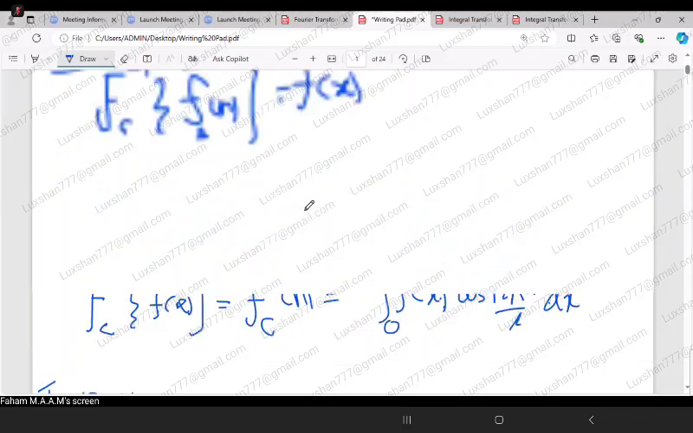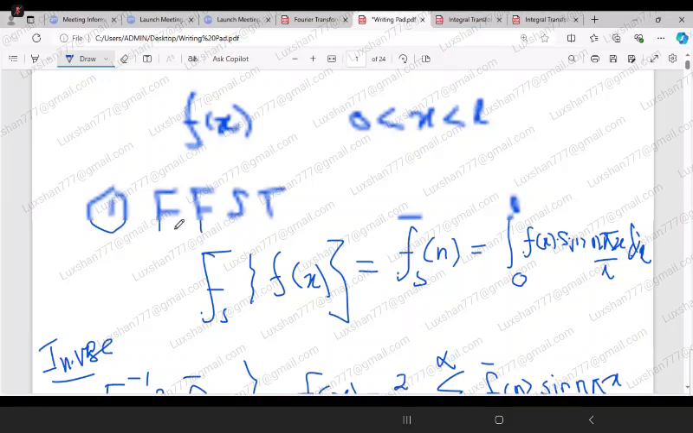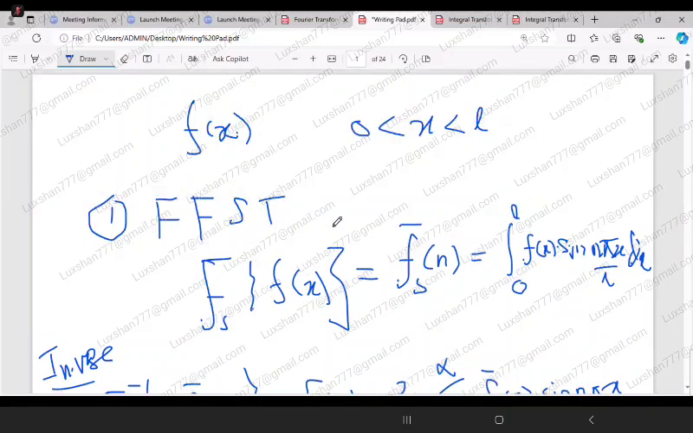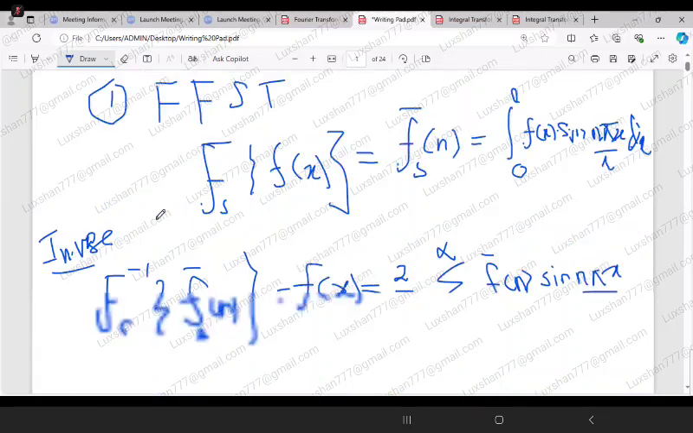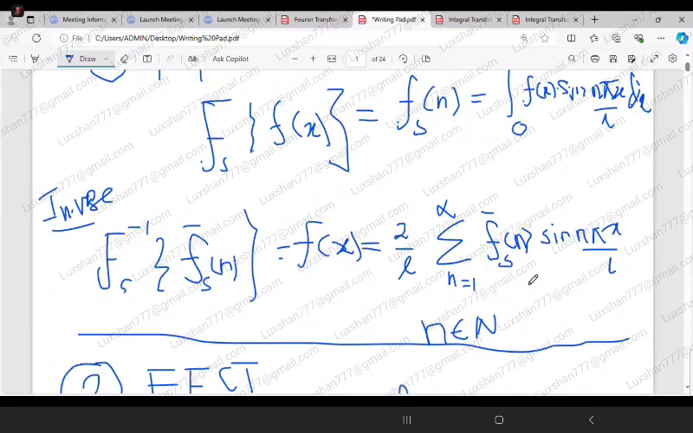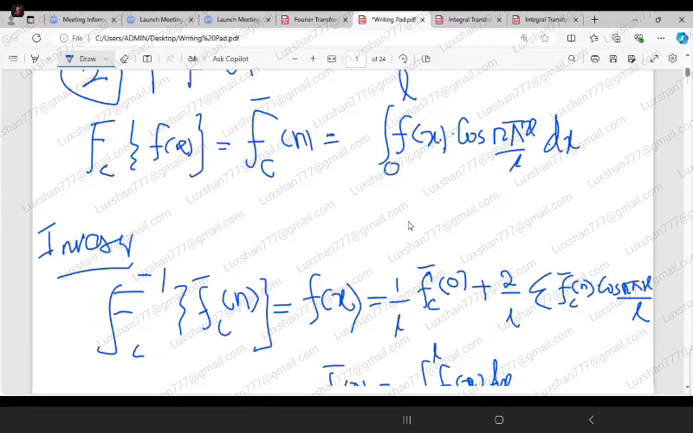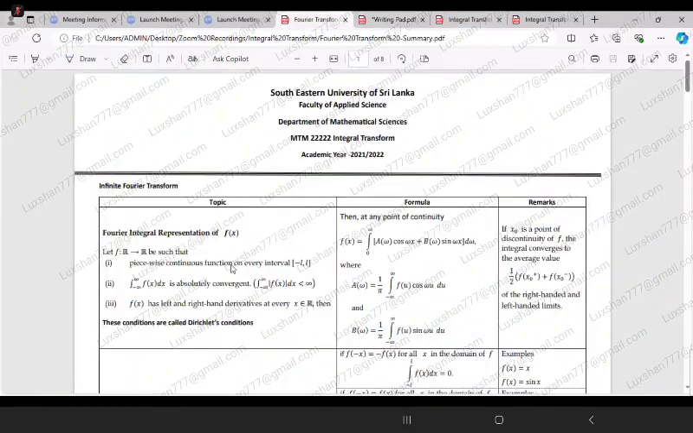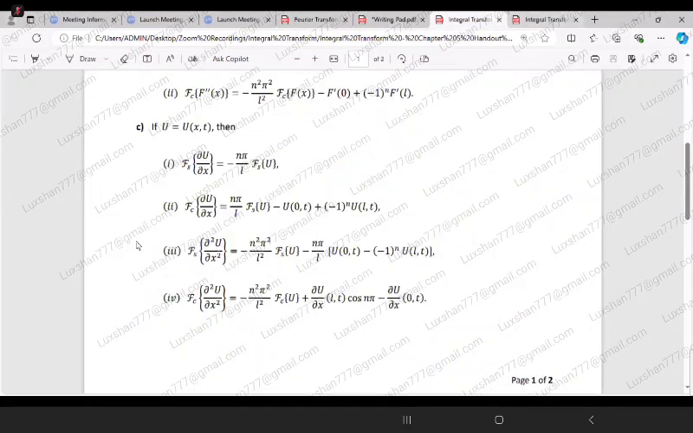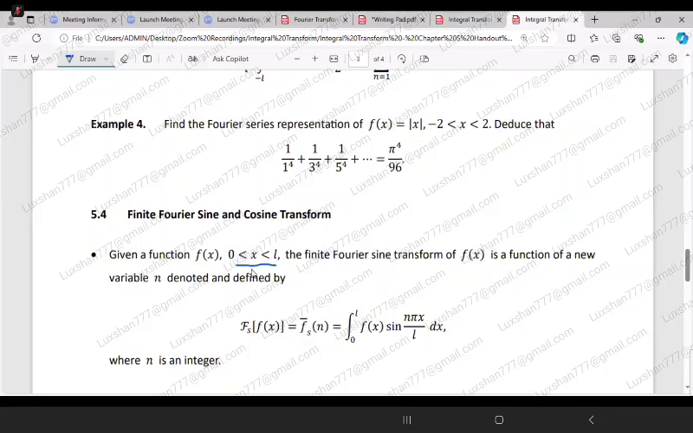So these are the four formulas. This is the finite Fourier sine transform and its inverse, and the finite Fourier cosine transform and its inverse. This is what we studied in the last class. Here you have to note that the range of x should be 0 to L. Then only we use the finite Fourier transform, either sine transform or cosine transform. Otherwise we can't use this one. The range should be in this 0 to L form.